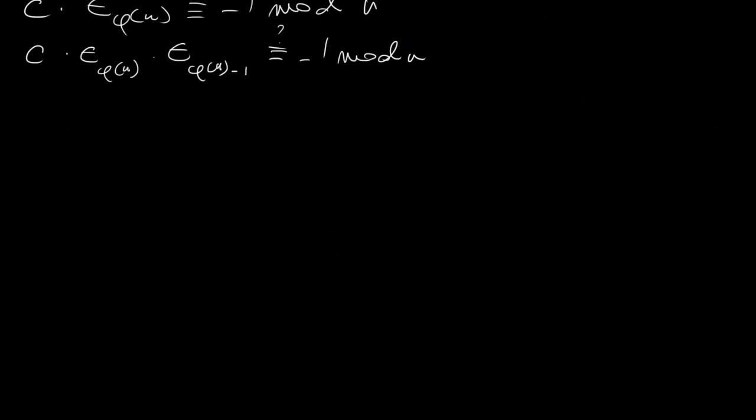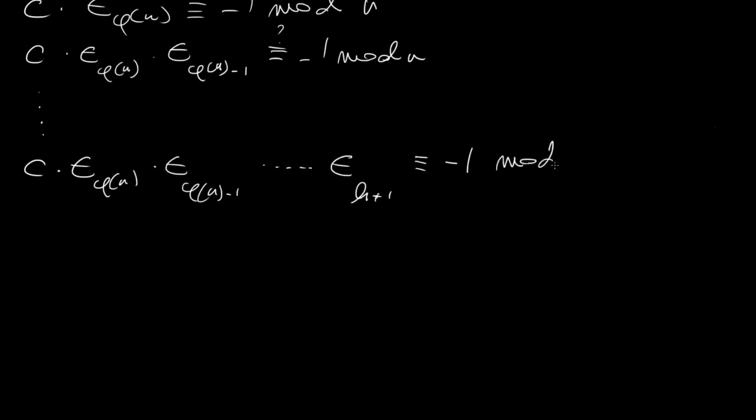Sorry about the scrolling, I have a problem with scrolling the screen. All the way to C times epsilon sub phi of n times epsilon sub phi of n minus 1, all the way to epsilon sub h plus 1. Why to epsilon sub h plus 1? Because this is guaranteed to be congruent to -1 mod n by Gauss's generalization of Wilson's theorem. In fact, let me go back to the theorem for a second.